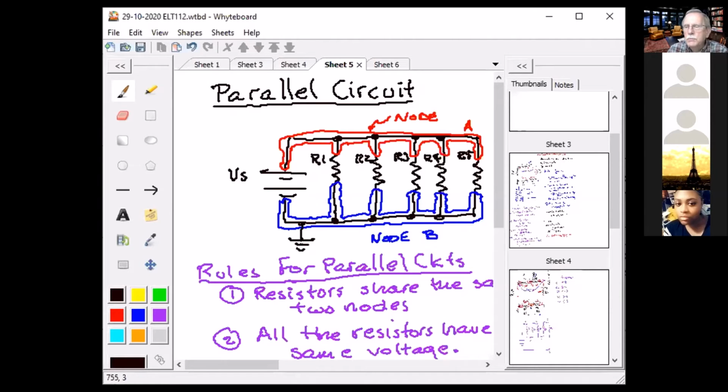And then we did a comparison between series and parallel. How come that didn't change? I clicked the wrong one.